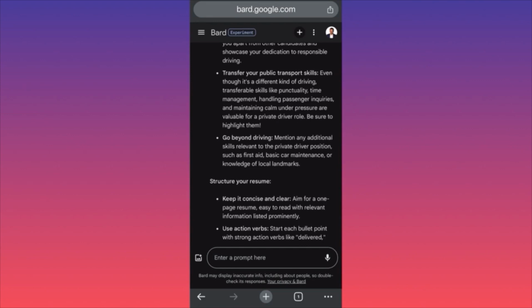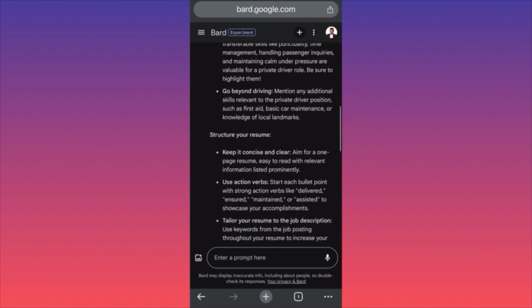Next, go beyond driving. Mention any additional skills relevant to private driver positions, like first aid. Oh, that's actually a very good point. If you can provide first aid help, or have experience driving, I don't know, escrow, you know, these cars that go and collect money from the banks, from businesses. That's good, guys. You will be more certified than others.